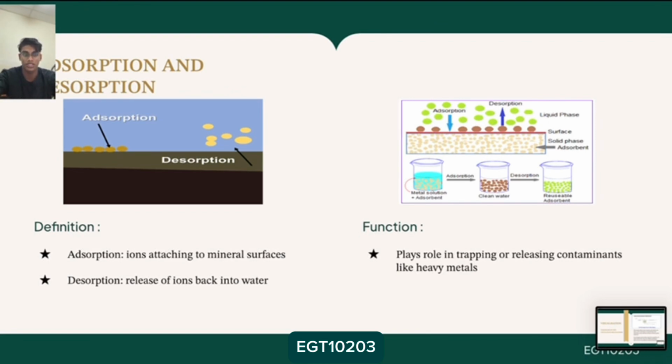So why is it important? Because it is the key mechanism for filtering contaminants. For example, arsenic may adsorb onto iron oxide minerals in soils. Phosphate may bind to aluminum hydroxides, and even some viruses can be adsorbed onto clay particles. So what's the main function of the adsorption and desorption process? It plays a role in trapping or releasing contaminants like heavy metals.